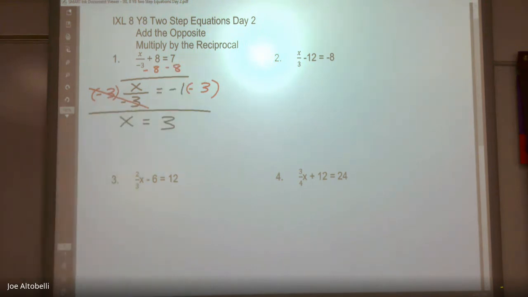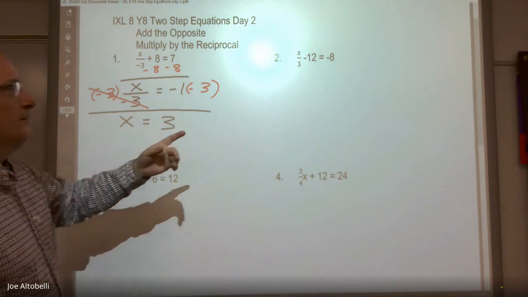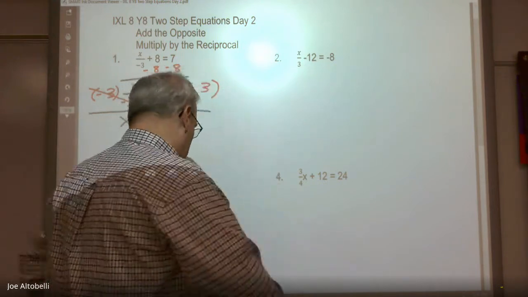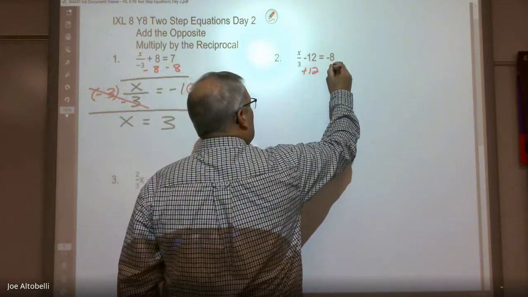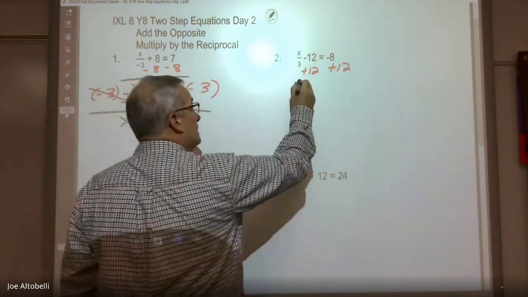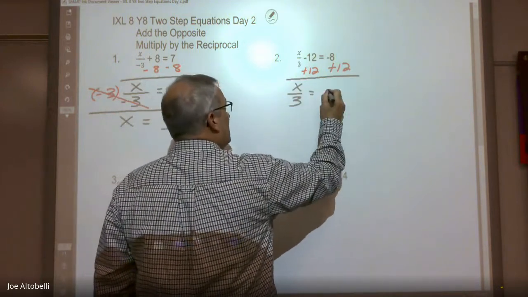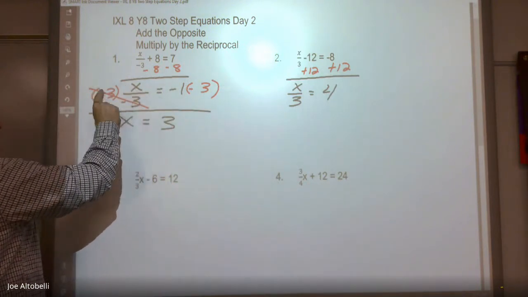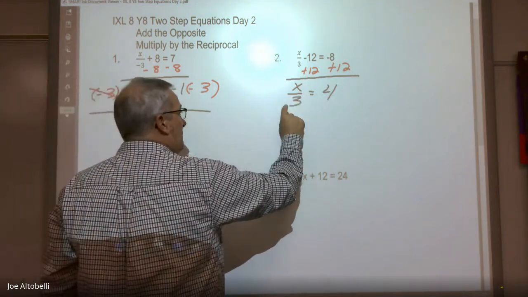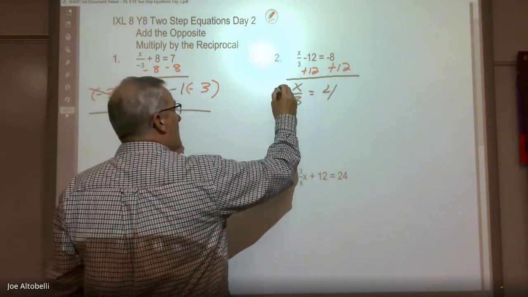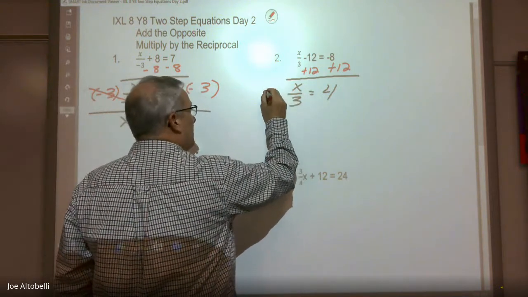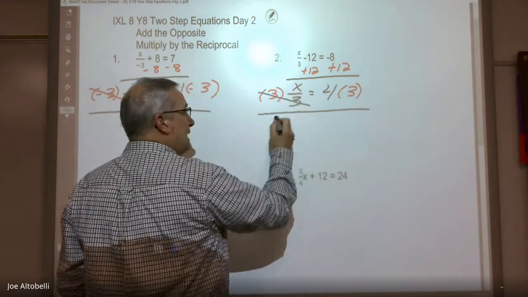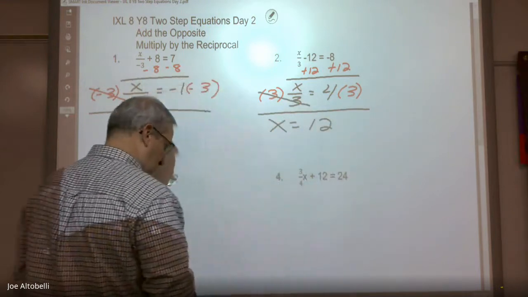Number 2, we have x divided by 3, and then subtract 12 is equal to a -8. So what do I have to do first? Add 12. I'm going to add 12, add 12. We have x over 3 is equal to 4. Very similar to over here, I was dividing by a -3, so I multiplied by a -3. Here I'm dividing by a +3, so I'm going to multiply by 3. Again, cancels, so I have x equals 12.